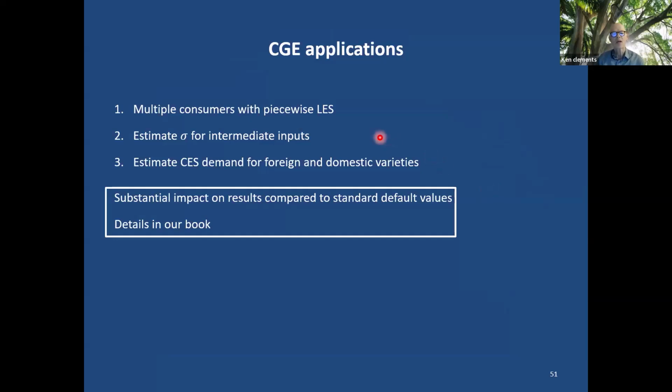elasticities. Similarly, we've got estimates of elasticity of substitution for intermediate products in our simulations in our book. And finally, we've got estimates of CES sigmas for foreign and domestic varieties of goods. We have CGE simulations of that in our book also. And all of those three things seem to indicate substantial impact on results when we use those as opposed to standard settings.